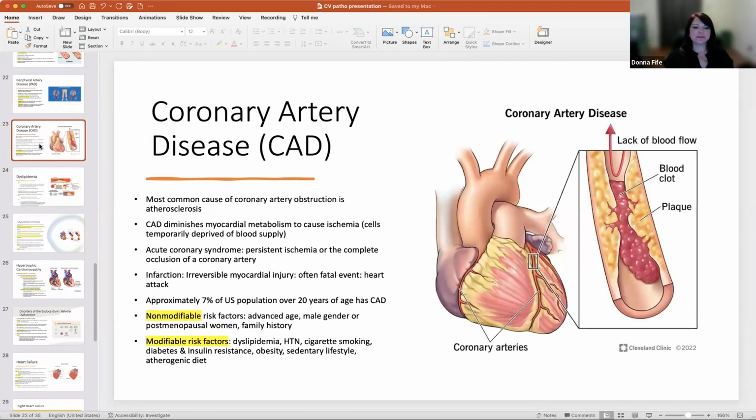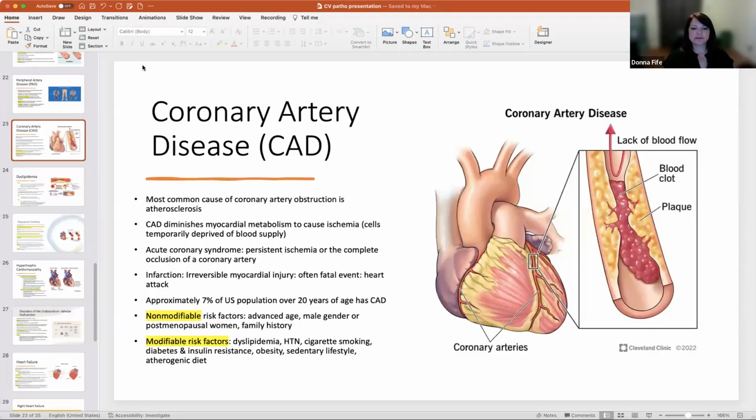Coronary artery disease. The most common cause of coronary artery obstruction is atherosclerosis. CAD diminishes myocardial metabolism to cause ischemia, and the cells are temporarily deprived of blood supply. Acute coronary syndrome is persistent ischemia or the complete occlusion of a coronary artery. There can be infarction, which is irreversible myocardial injury.